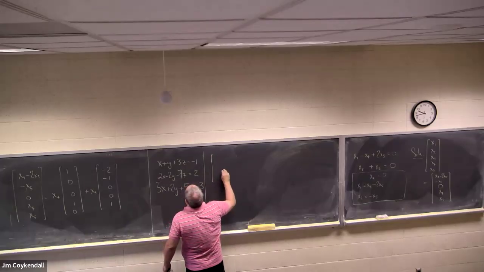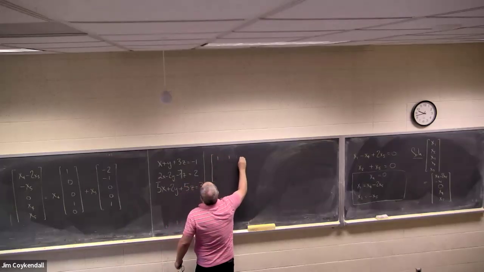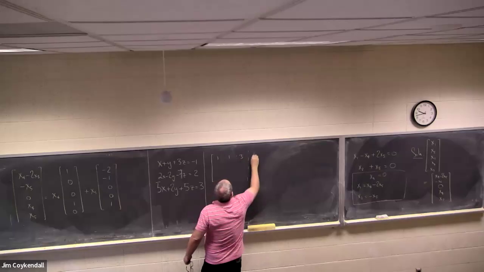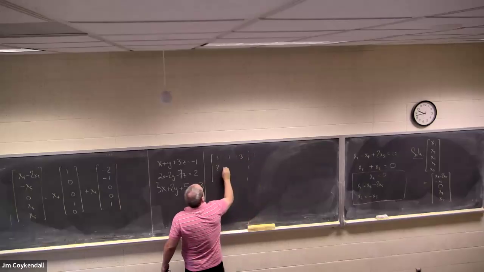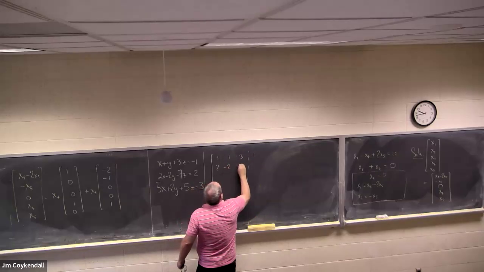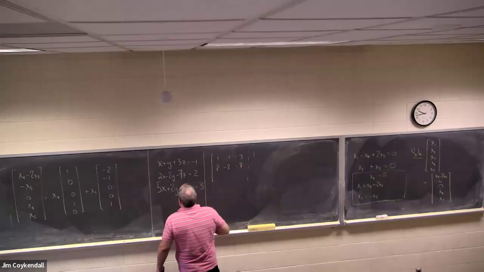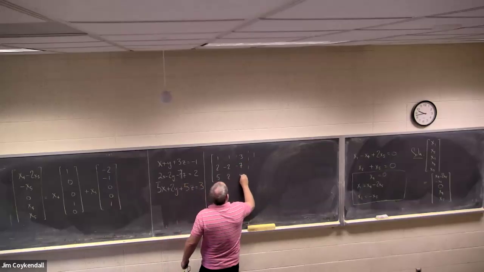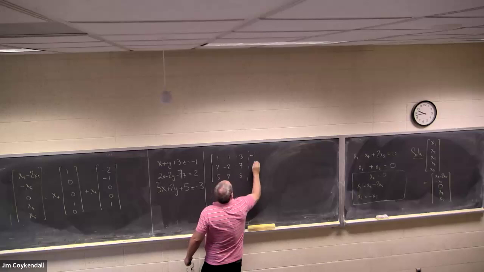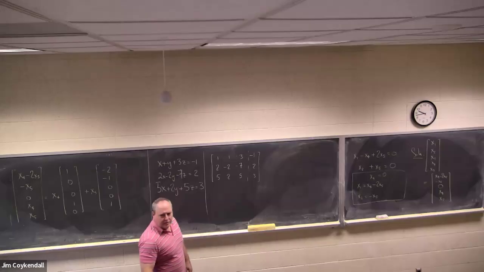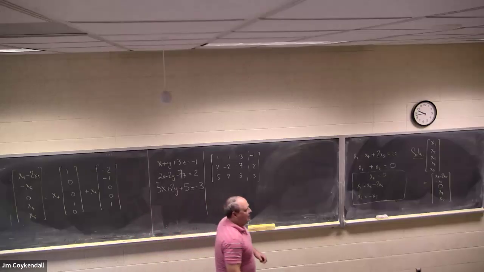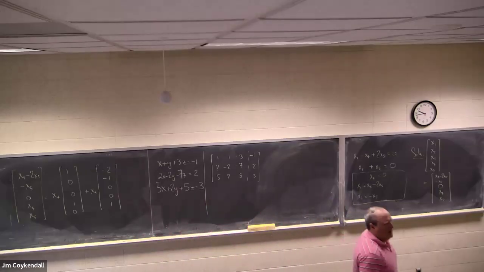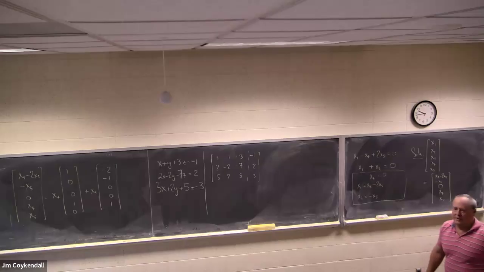Let's make a matrix here. 1, 1, 3, augmented. 2, minus 2, minus 7. And 5, 2, 5. Minus 1, 2. Now this one's not too bad. You could have done this days ago, but I want to kind of think about it as we tear this one apart.